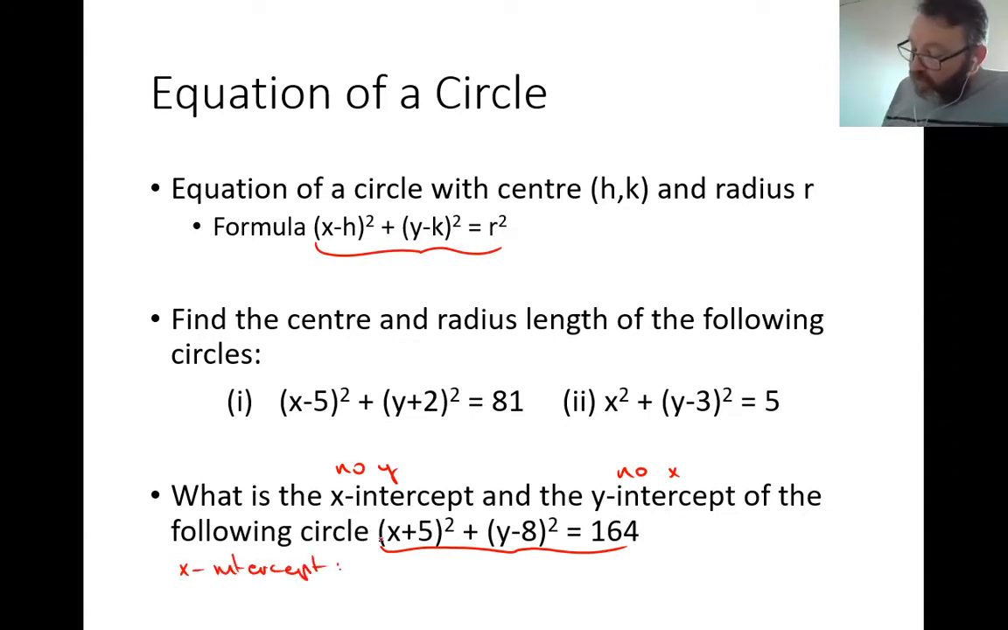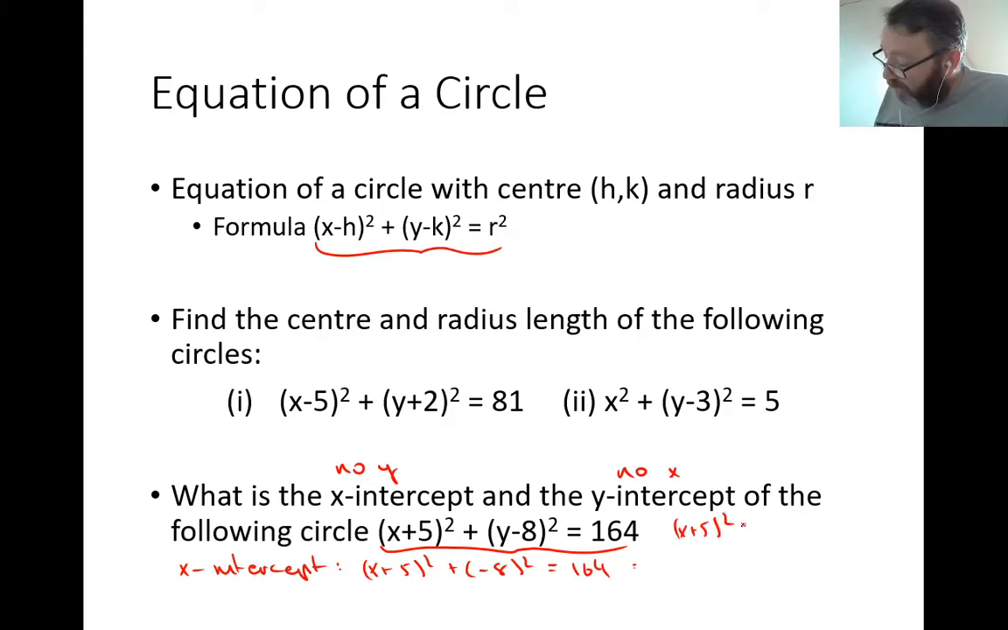What happens? We rewrite this equation with no y. So we're going to get (x plus 5) squared plus, leave out the y, (minus 8) squared equals 164. Okay, now we know already that minus 8 squared is 64. So here's what we end up with. We end up with (x plus 5) squared is equal to 100, for the very simple reason that minus 8 squared is 64, so you can take 64 from both sides, reduce both sides of the equation by 64, and you end up with (x plus 5) squared equals 100.